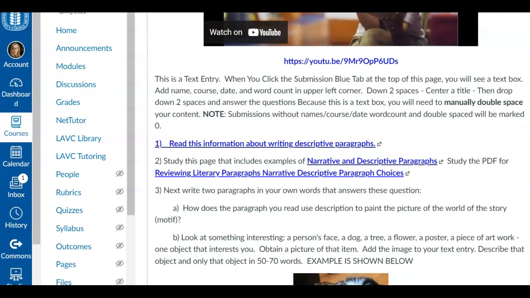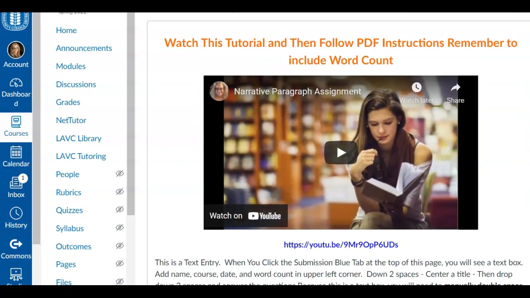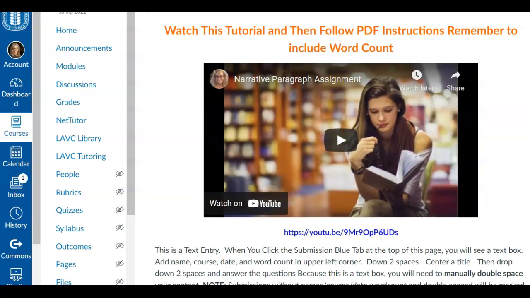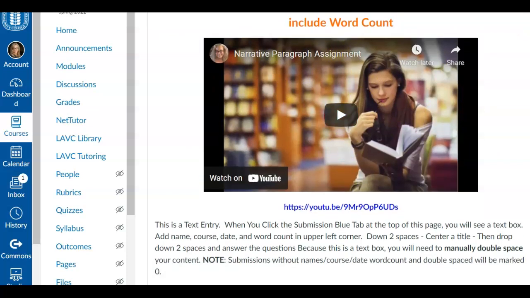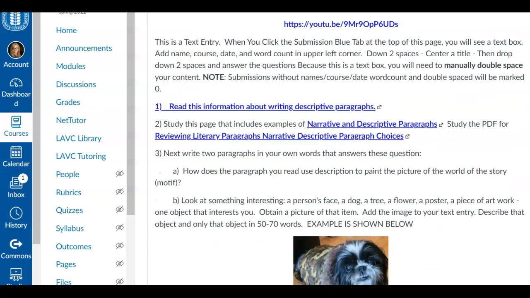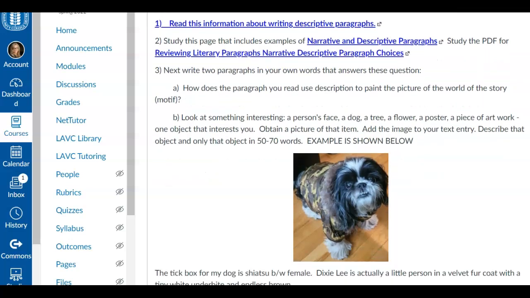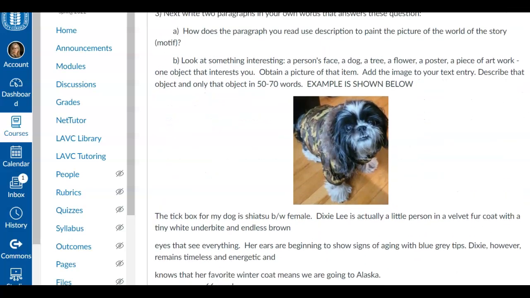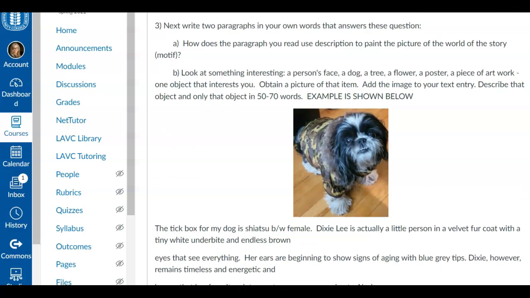And that is why there were study pages that included narrative and descriptive paragraphs, reviewing literary paragraphs and narrative descriptive paragraph choices. These were pages that were to be studied. So if I just look at this page and I see, okay, this is pretty straightforward, I'm going to read one and I'm going to write one, and I probably don't need to listen to that, and you pass by that and go to the assignment, it can be problematic. And it's problematic because you are not getting out of the assignment what you need for your education.